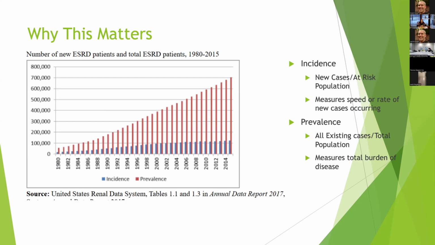So why does this matter? For those of you who are maybe not gifted with the skill of interpreting statistics, I thought I would give us a few just basic reminders because I had to look them up. So I thought I'd share with you the difference between incidence and prevalence. Incidence looks at the number of new cases out of the at-risk population. So it's a measure of speed or rate of new cases occurring, versus prevalence takes the existing cases out of the total population and more is a measure of total disease burden.